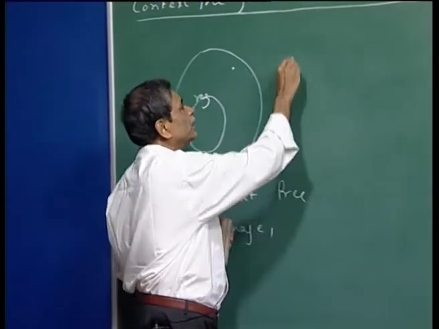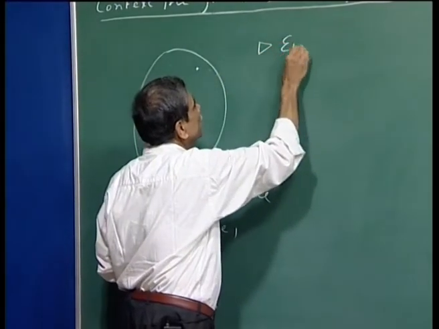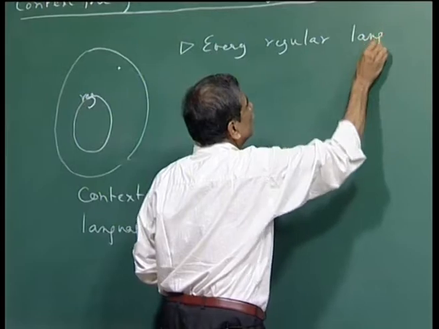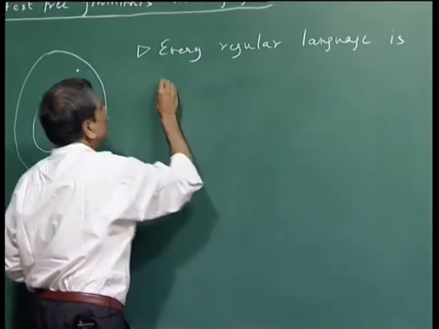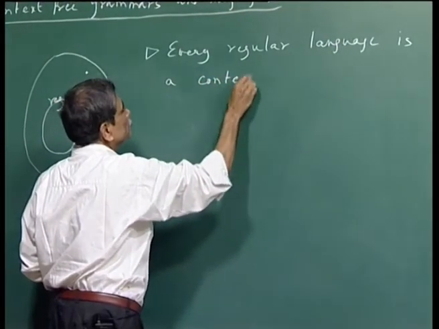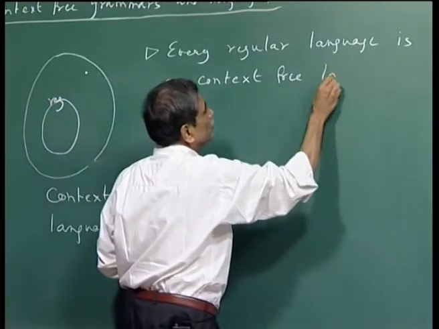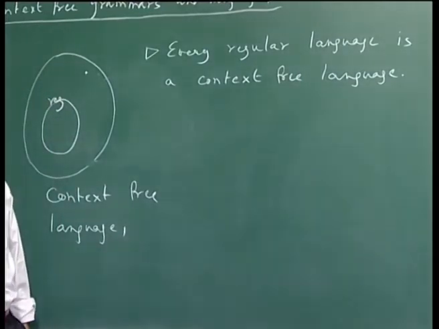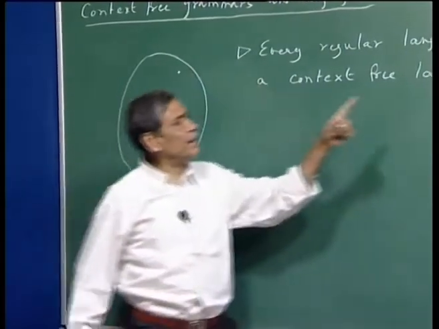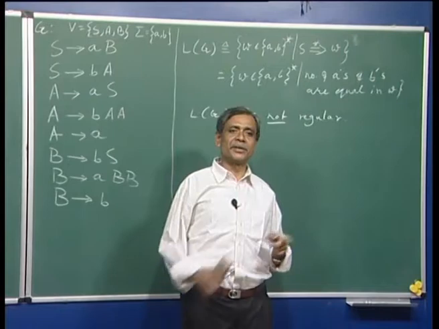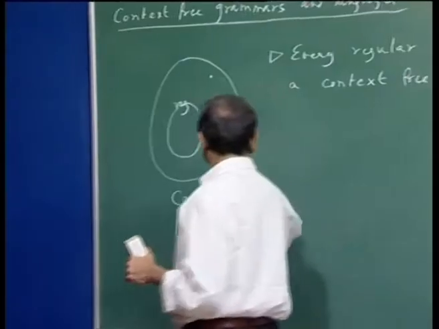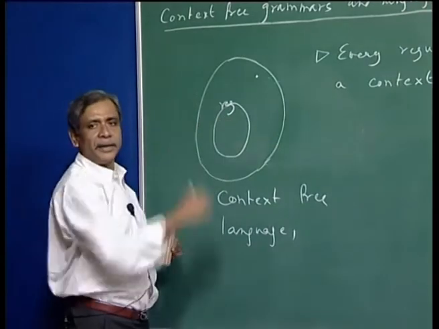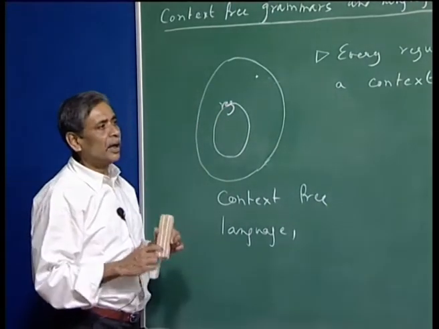So, I need to show the claim that every regular language is a context-free language. If I manage to prove this, along with the example that I have here of one context-free language which is not regular, that means the class of context-free languages properly contains regular languages. In that sense, we have progressed.